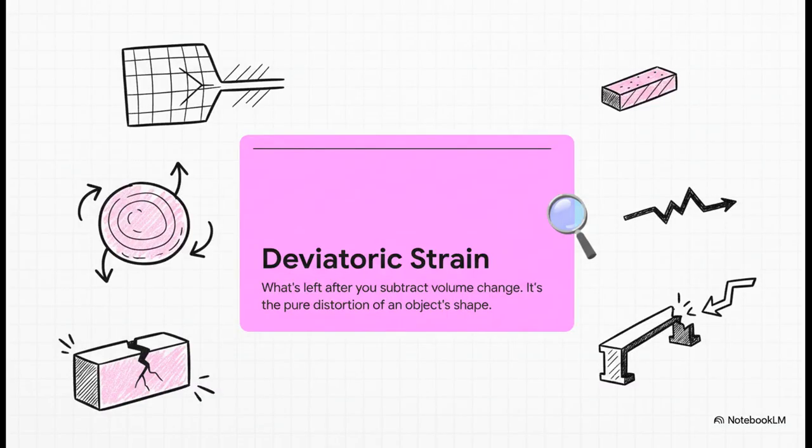Okay, so what about the other piece? That's called deviatoric strain, and it's basically just everything else. If you take your total strain and you mathematically subtract out that simple volume change we just found, whatever is left over, that's the pure, unadulterated shape change, the distortion. This is the part that twists and warps things, and a lot of the time, this is the component that tells you when something is about to fail.